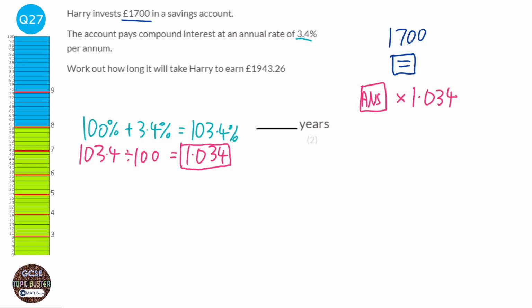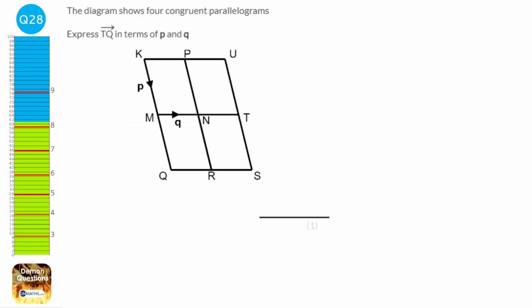£1,757.80. Now, when we press it again, that would be after the second year. So it puts in the 1,757.80, it puts that in as this answer here, and then raises that by 3.4%. So we've got to keep pressing equals and count how many times we press equals to get to £1,943.26. And you'll find that on the fourth press of the equals button, you will get £1,943.26.